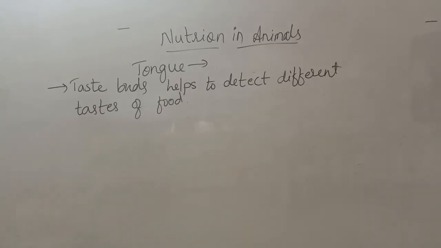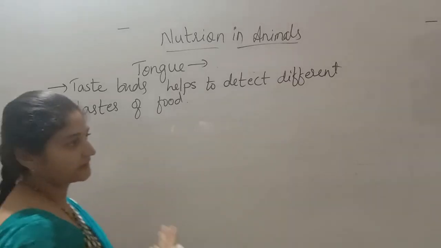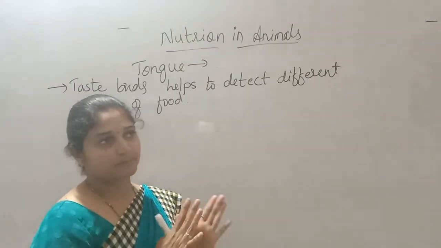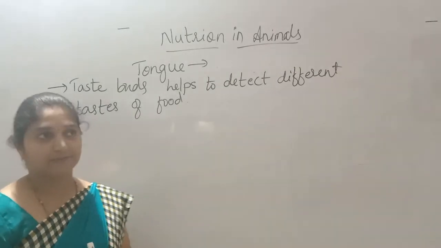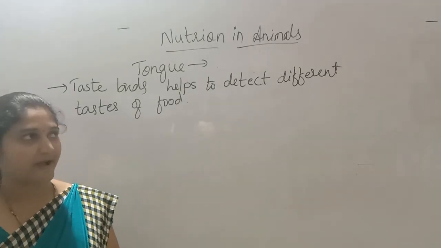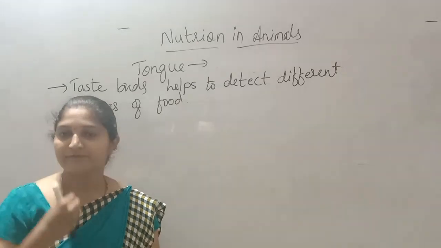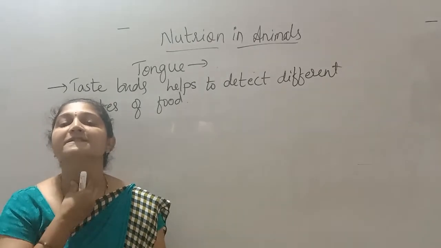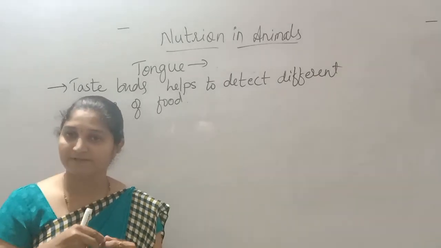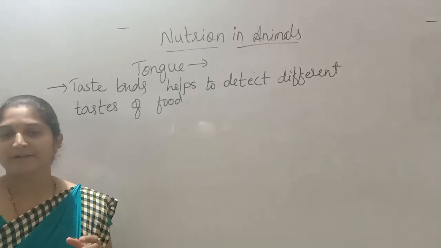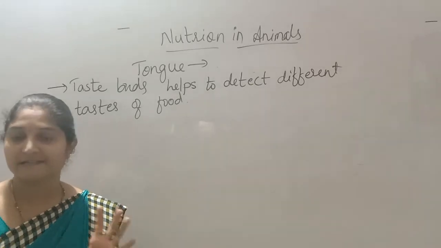Next, we'll move to the next concept. After the tongue, what is there? Once the food is chewed with the help of teeth, mixed with saliva, and moved with the tongue, the food is swallowed into the next organ, that is the esophagus or food pipe, which is present in our throat. The food we chew passes through the alimentary canal, or you can say the digestive tract.